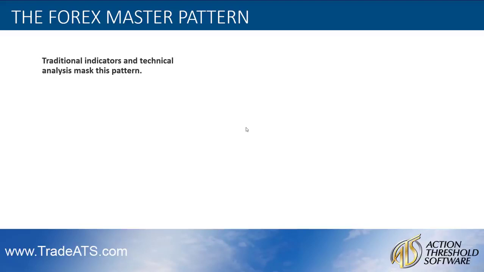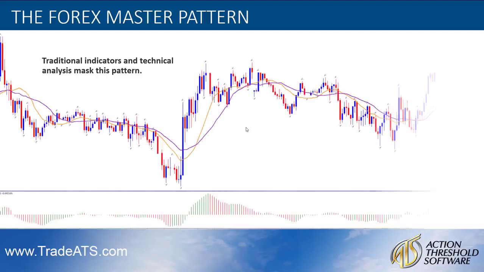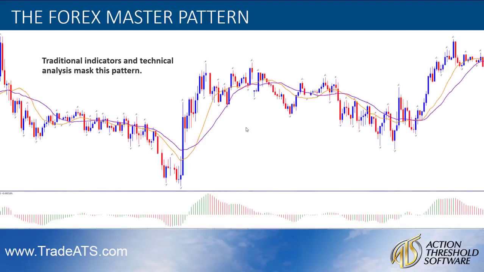So one thing I want to touch on that I said before is that traditional indicators and technical analysis mask this pattern. We take a look, this is a screenshot from a chart. And people are going to use moving averages. They're going to use oscillators and fractals. I mean, whatever you want to use. They're just a bunch of statistical-based technical indicators. When you're using these indicators, especially too many of them, you cannot see the master pattern that I'm going to teach you.